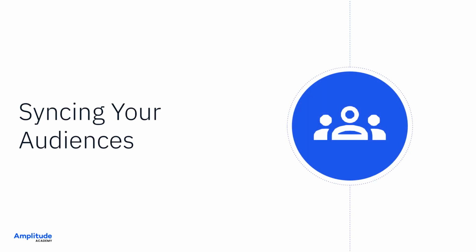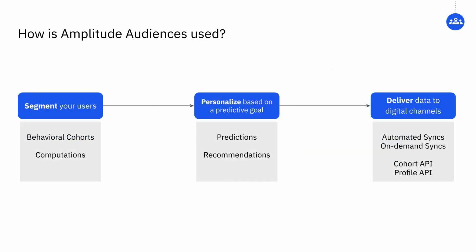In this video, we'll go over how to sync audiences to downstream destinations. To review, audiences has 4 major types of objects: cohorts, computations, predictions, and recommendations. We've already talked about cohorts and computations. Predictions and recommendations are powerful tools you can leverage for personalization. We'll cover that briefly at the end, but because the focus of our course is audience management, let's skip for now to the third part of our workflow, syncing.